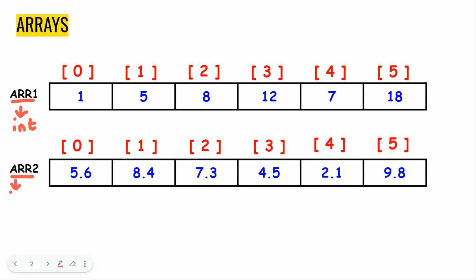The data type of an element is called the element type. All the elements of the array share a common name, which we call the array name. Say for example, here array 1 and array 2.